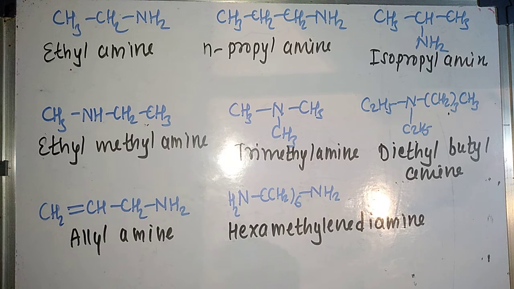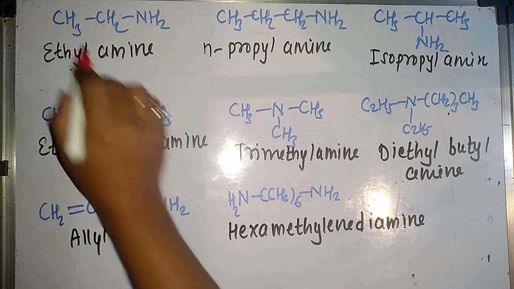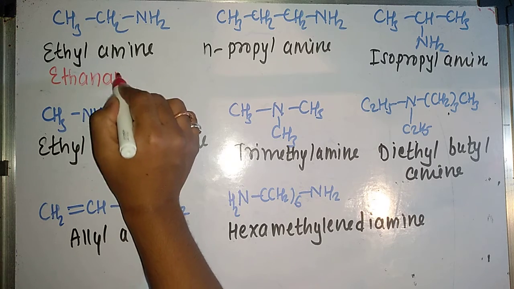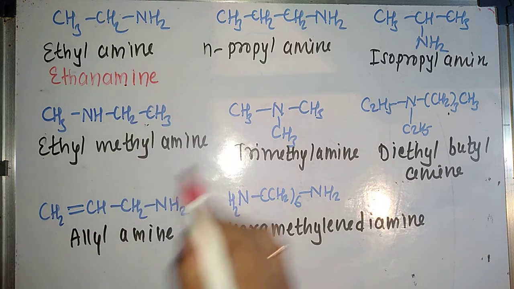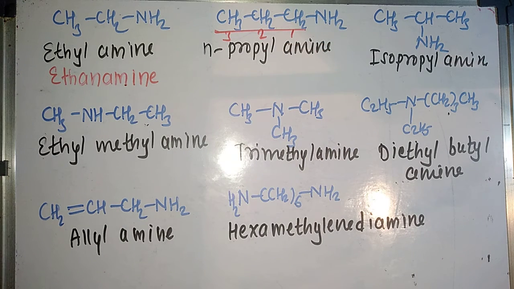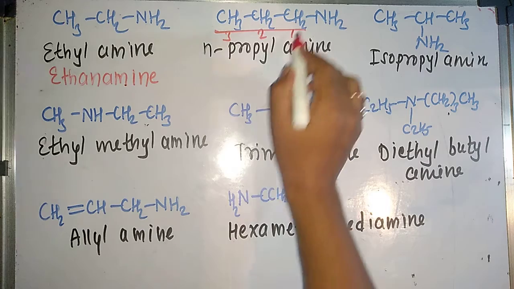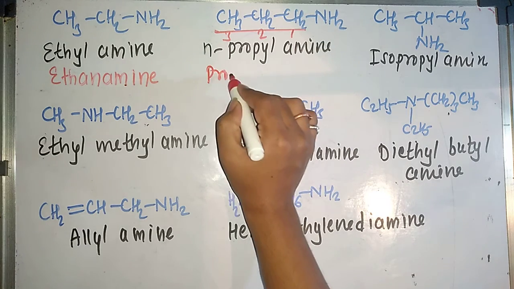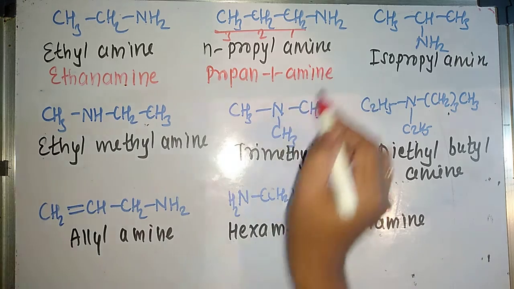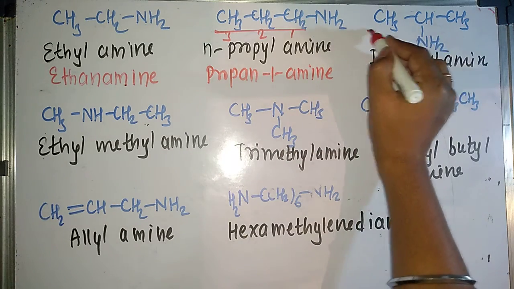Now look at the IUPAC name. In a primary amine, just identify the longest carbon chain. Then write the name of the alkane and replace the e of the alkane by amine. Here we have 2 carbon atoms in the longest chain. 2 carbon atoms means the alkane is ethane. Replace e by amine, so the name will become ethanamine. Here we have a total of 3 carbon atoms, so we need to number them so that we can mention the position of the NH2 group on the longest chain. 3 carbons means propane. At position 1 I have the amino group, so I will write it as propan-1-amine.